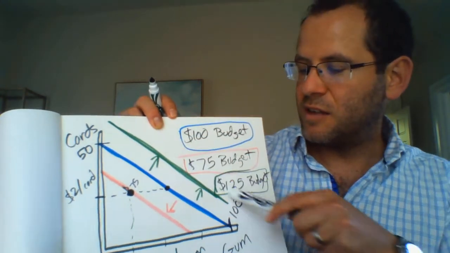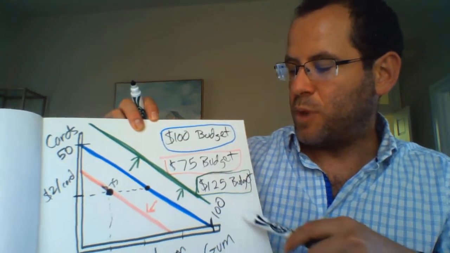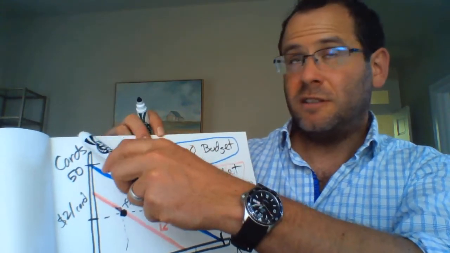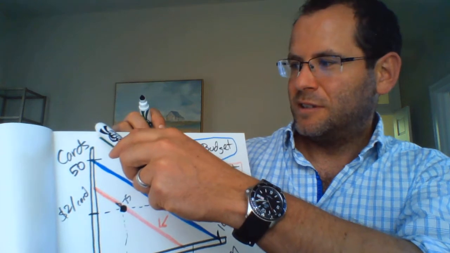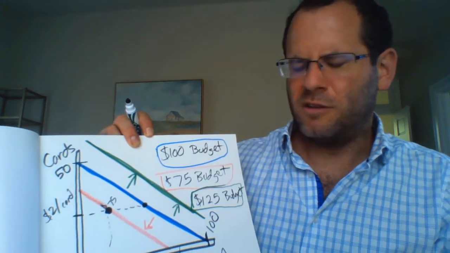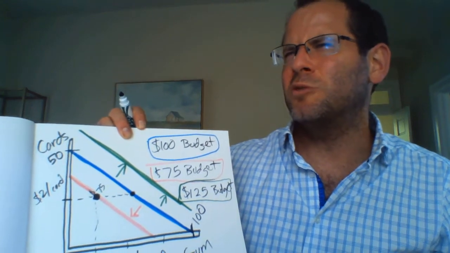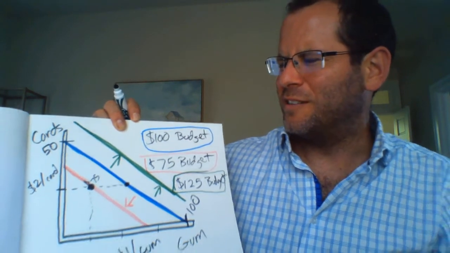So if instead of getting money taken away, we have money added, we're at a $125 budget constraint. Now, this is the line we're looking at, right? We could buy 125 gum. We could buy 67 and a half packs of cards or something like that. Math in the head, 62 and a half maybe. I think that's right.